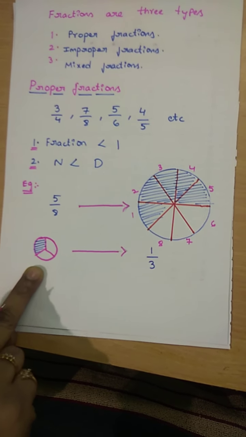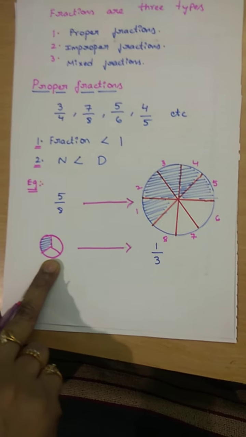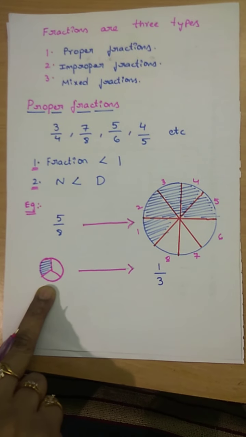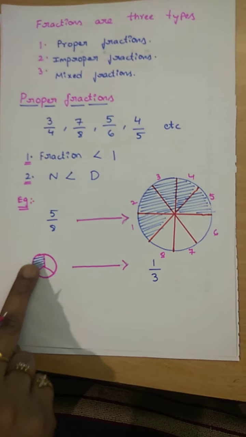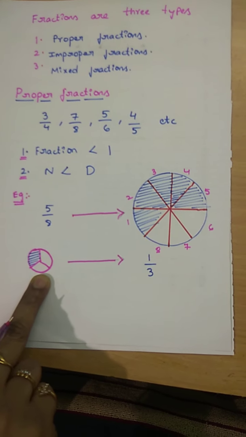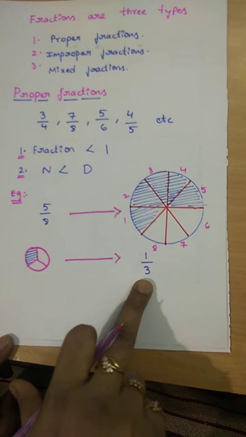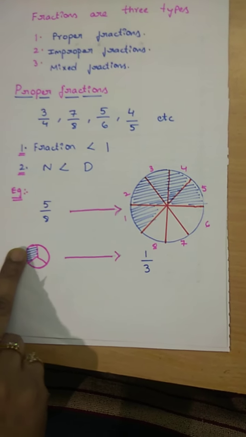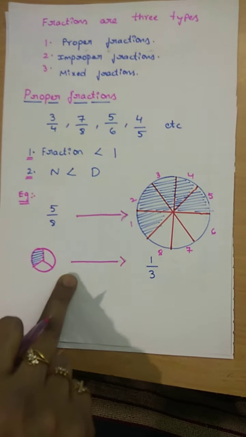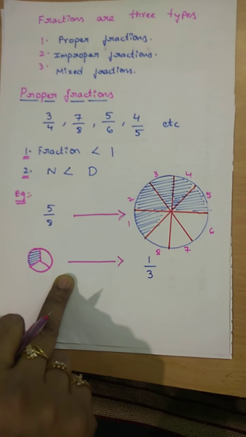And one more example, this is the diagram. We are converting this diagram into a fraction value. Here 3 parts are there, 1, 2, 3. So we put 3 in the denominator and one part is shaded. So 1 by 3. These two are examples of proper fractions.